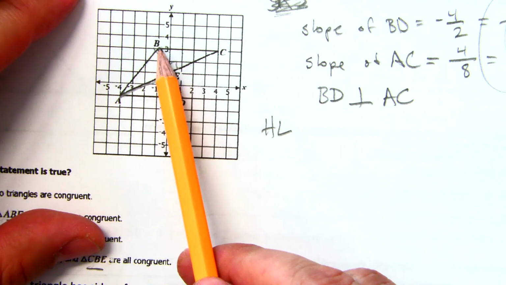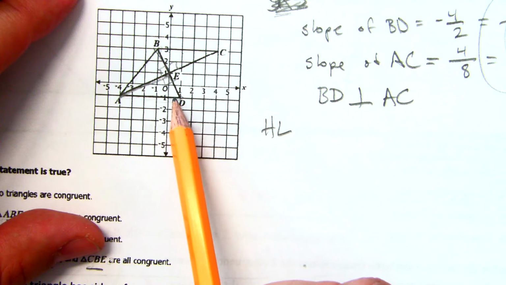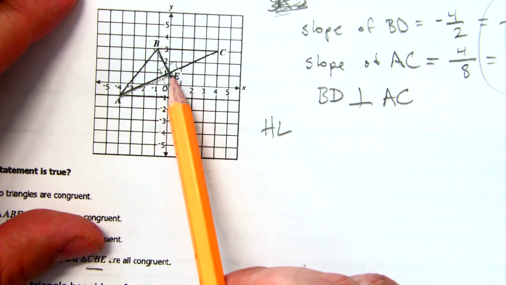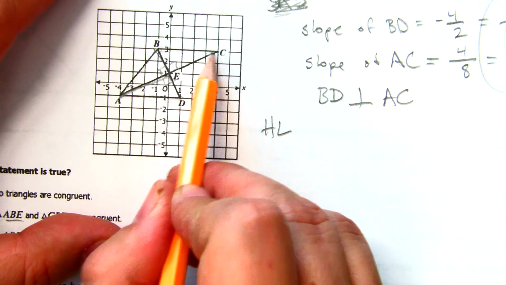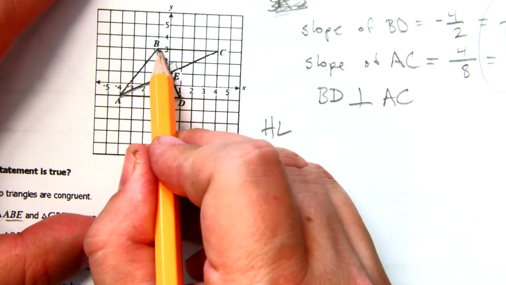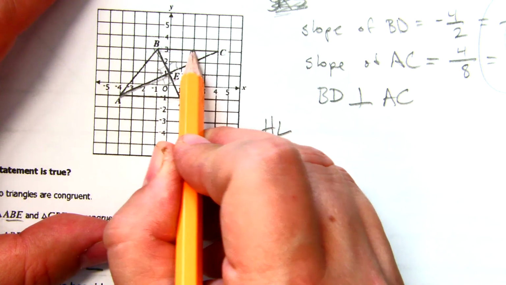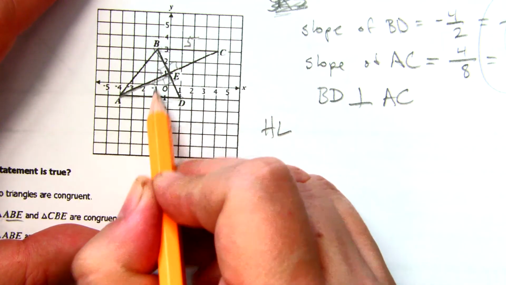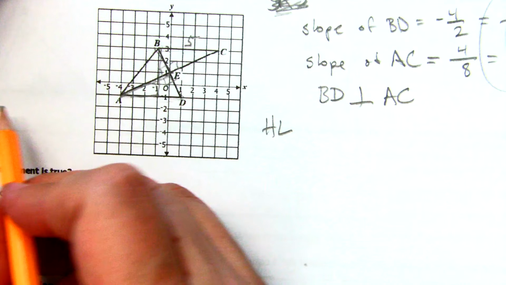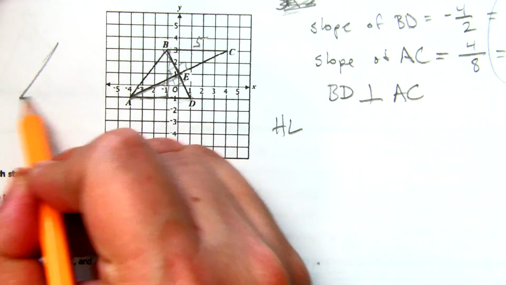I need to know then that the hypotenuses are all the same length, and that at least one leg is the same length. I got BC. I can figure out how long BC is easily. 1, 2, 3, 4, 5. So that's 5. To figure out AB, I'm going to have to use the Pythagorean theorem, right?